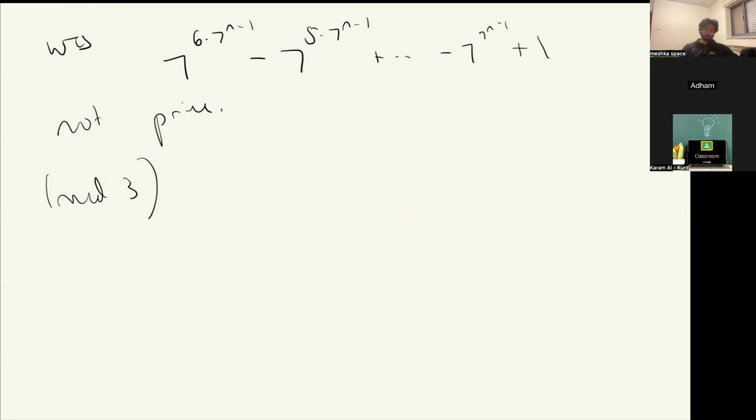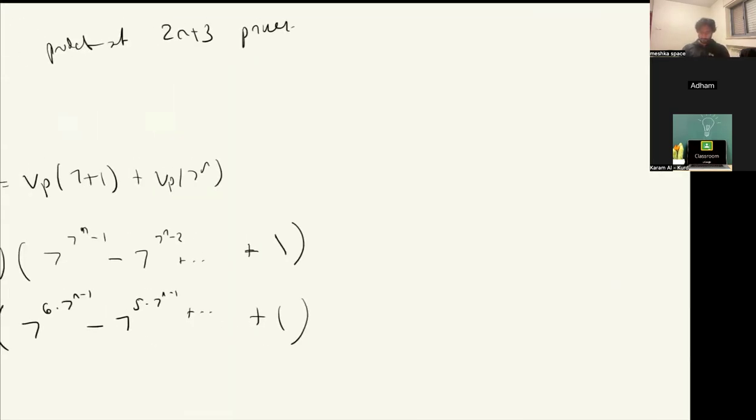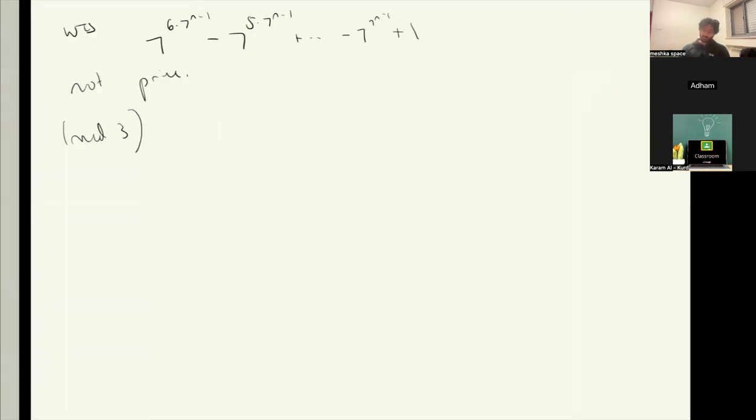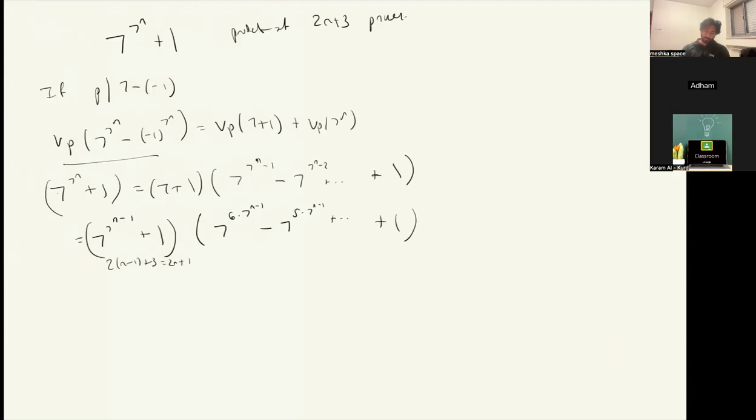Wouldn't that be 2? Besides, well, no, not in this case. 2 will divide. Okay, so what happens if I? Oh yeah, this number is odd, right? So where are the 2s? So you're right, there are 2s. So where are the 2s?